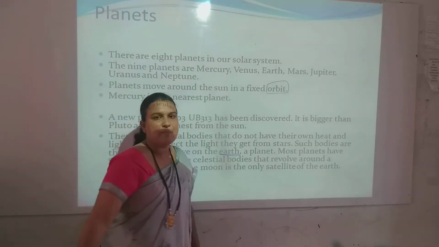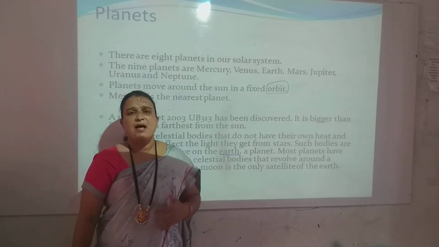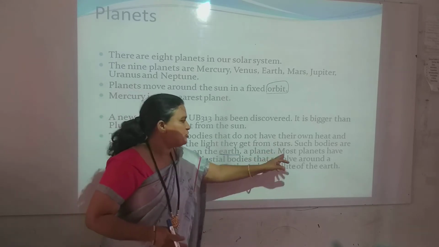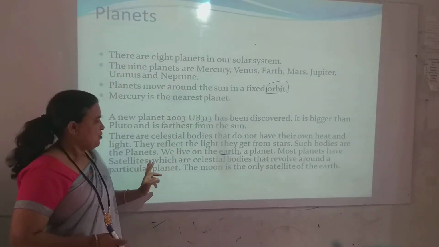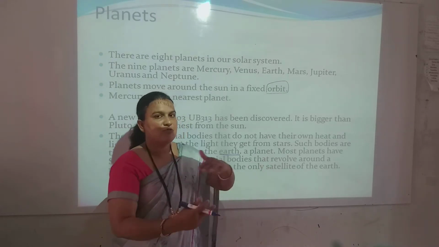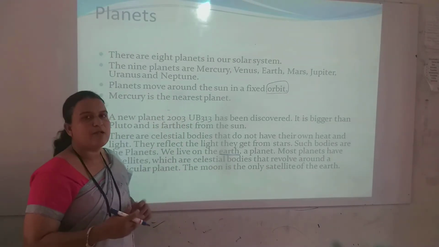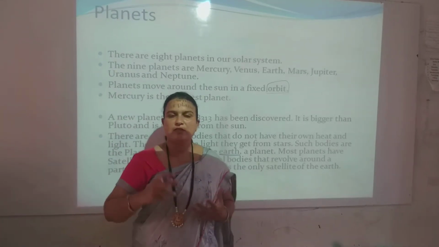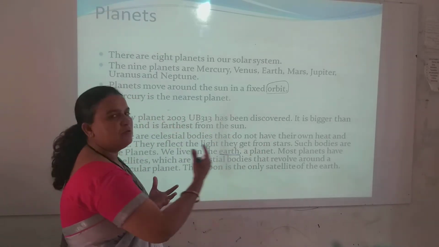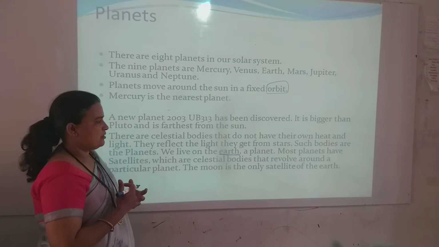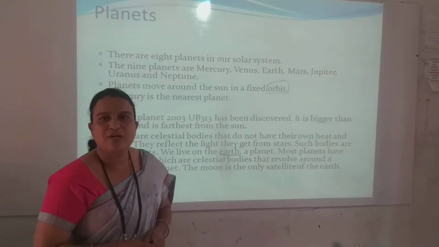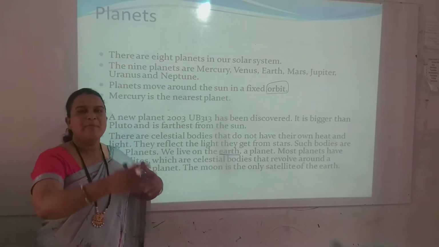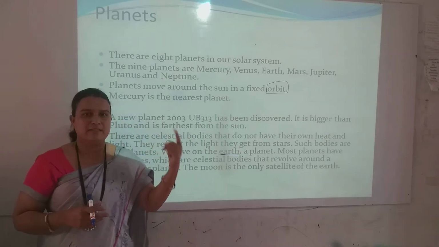Earth is a unique planet because among the 8 planets, only planet Earth has living life on it. Most planets have satellites, which are celestial bodies that revolve around a particular planet, such as planet Earth, and the moon is the natural satellite of the planet Earth, and the moon revolves around the planet Earth. So the moon is the only natural satellite of the Earth. Like that, Jupiter and Saturn also have many moons which revolve around the planets.